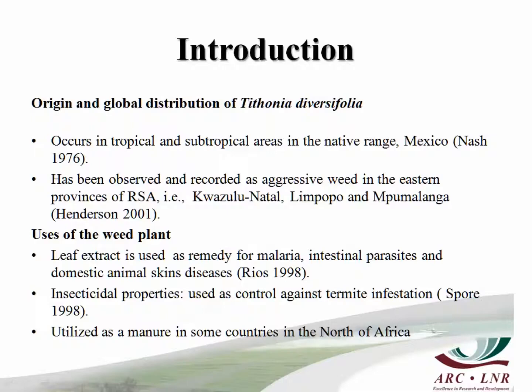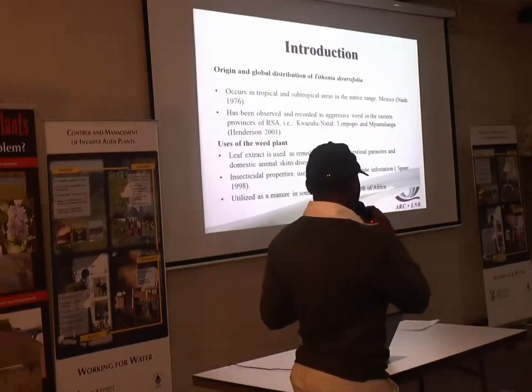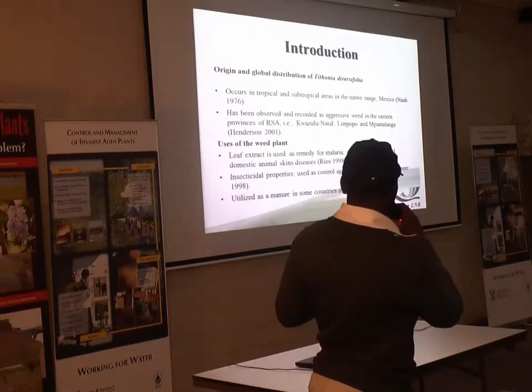The uses of this weed: the leaf extract is used for malaria. It is used as a remedy for malaria, intestinal parasites, and domestic animal skins. In some other countries, they use it to treat liver diseases and stomach aches. It has insecticidal properties, which are used against termite infestation. Some farmers in other countries use it as manure for their commercial and agricultural crops.